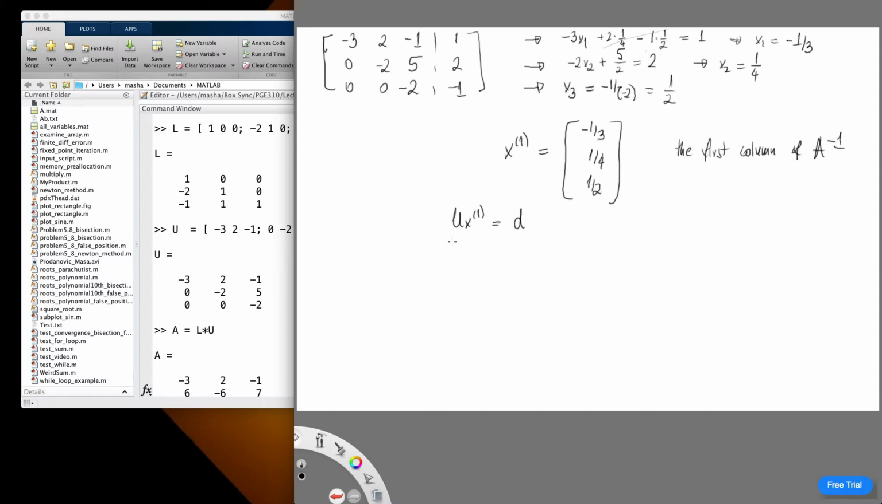And I know that LD, we found D such that LD is that b1, right? So this means that L times Ux1 is equal to b. And since LU is equal to A, that means that Ax1 is b1. So we did indeed solve our problem that we started with.